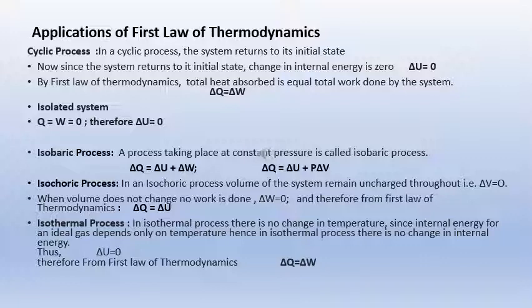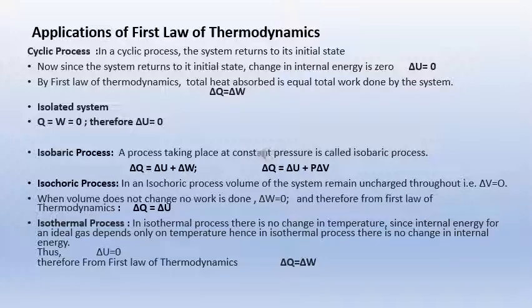In an isolated system, there is no exchange of heat and no work is done by the system or on the system. Therefore, Q and W are equal to 0. Thus, there is no change in the internal energy. Delta U is equal to 0.